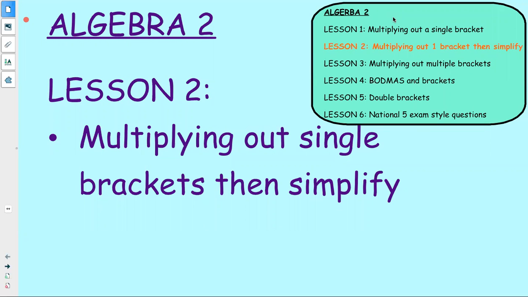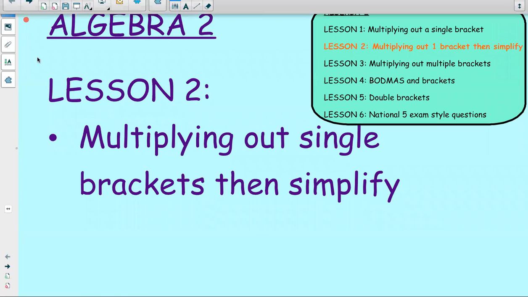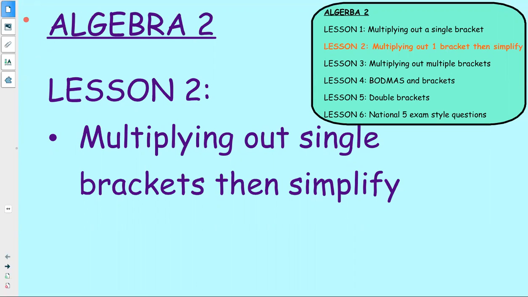This is lesson 2. We're going to be multiplying out a single bracket and then simplifying. So we're going to have something added at the end or subtracting at the end. So let's have a look and let's get started.